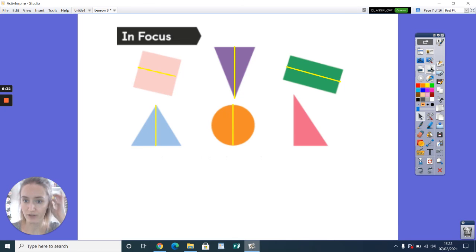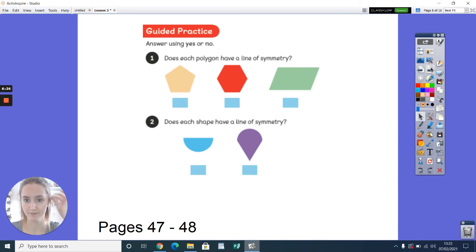Okay, so when you've done that with your adult at home, you might want to spend quite a while working on that, okay, cutting out different shapes, using your mirror, trying to fold them in half so they overlap exactly. Then you've got a guided practice, and all you have to do is look at these shapes. Okay, you could use your mirror on the textbook as well, and tell me if they've got a line of symmetry. So have these polygons, these shapes, got lines of symmetry, yes or no? And do these shapes have lines of symmetry?